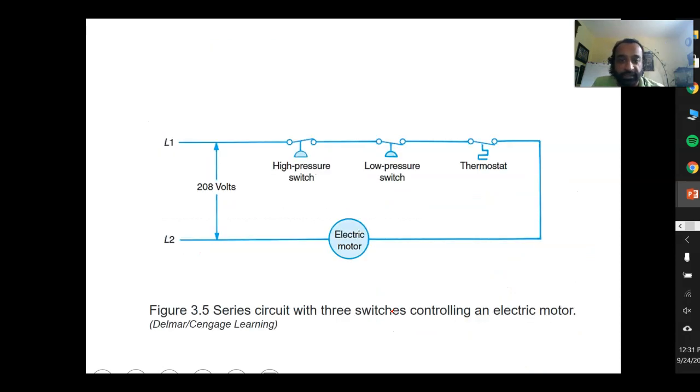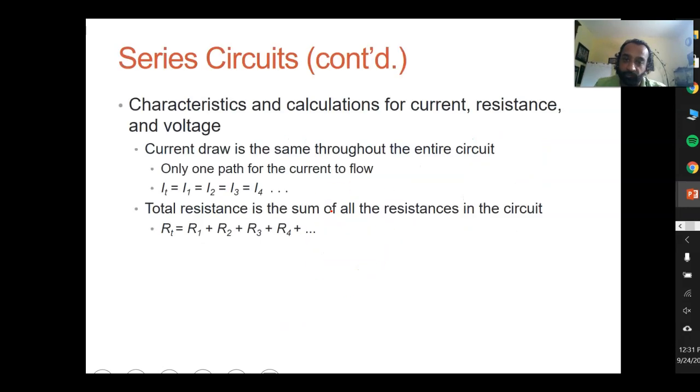Okay, this is an example of a series circuit where we see the hotline here is going through three switches: high pressure, low pressure, and thermostat, then going to the motor. If any of those switches goes out, the circuit is incomplete, and thereby there is no flow, and the motor is saved. Okay.